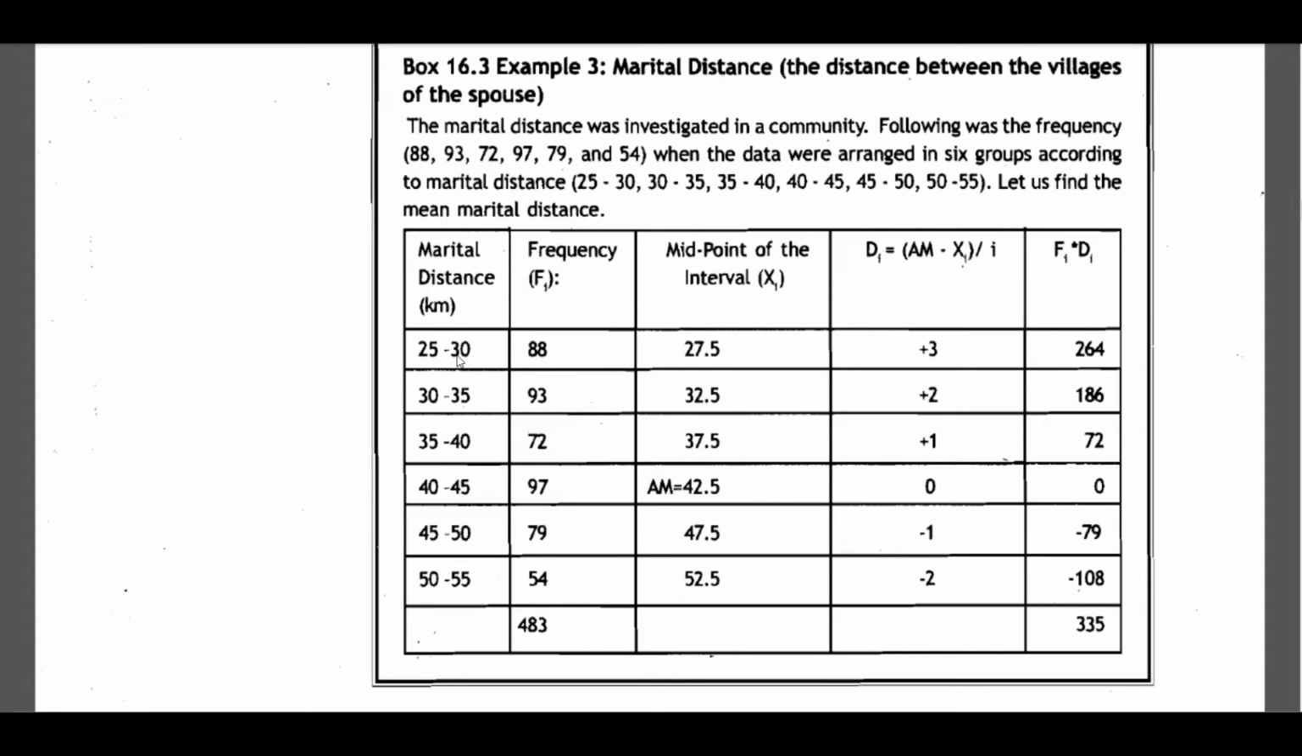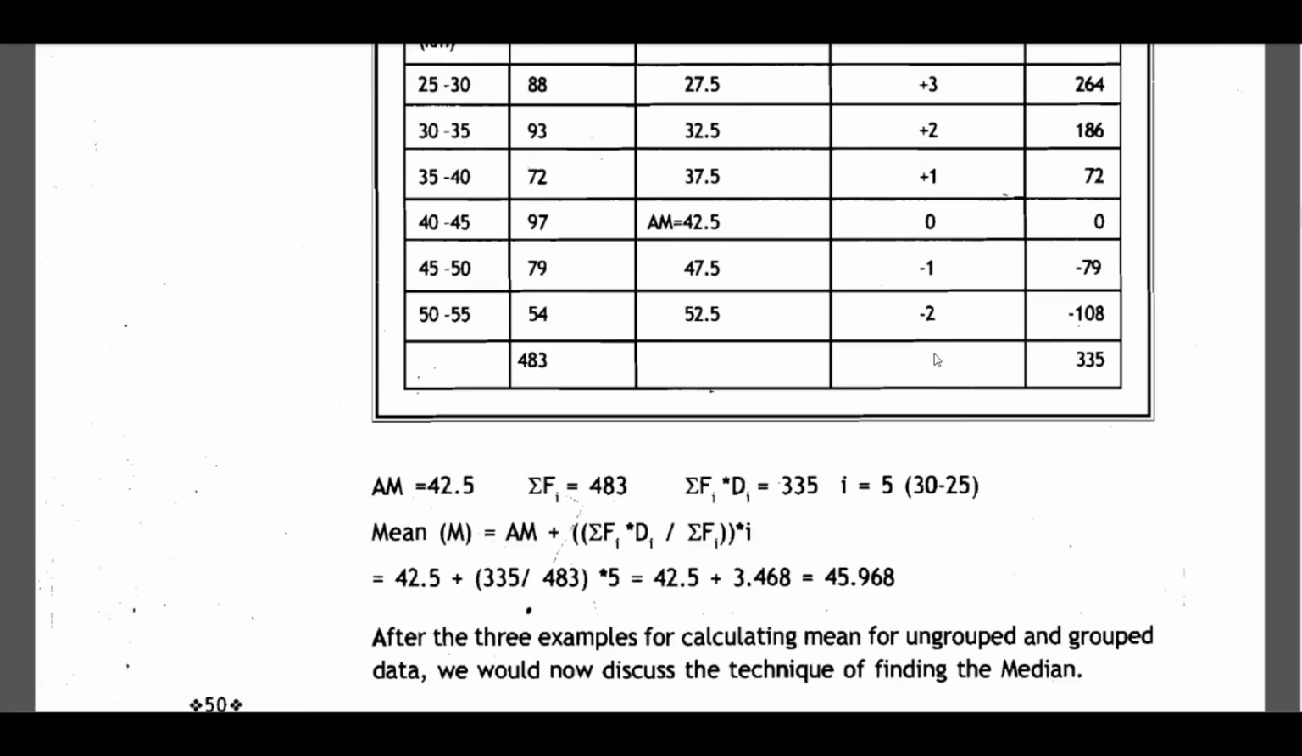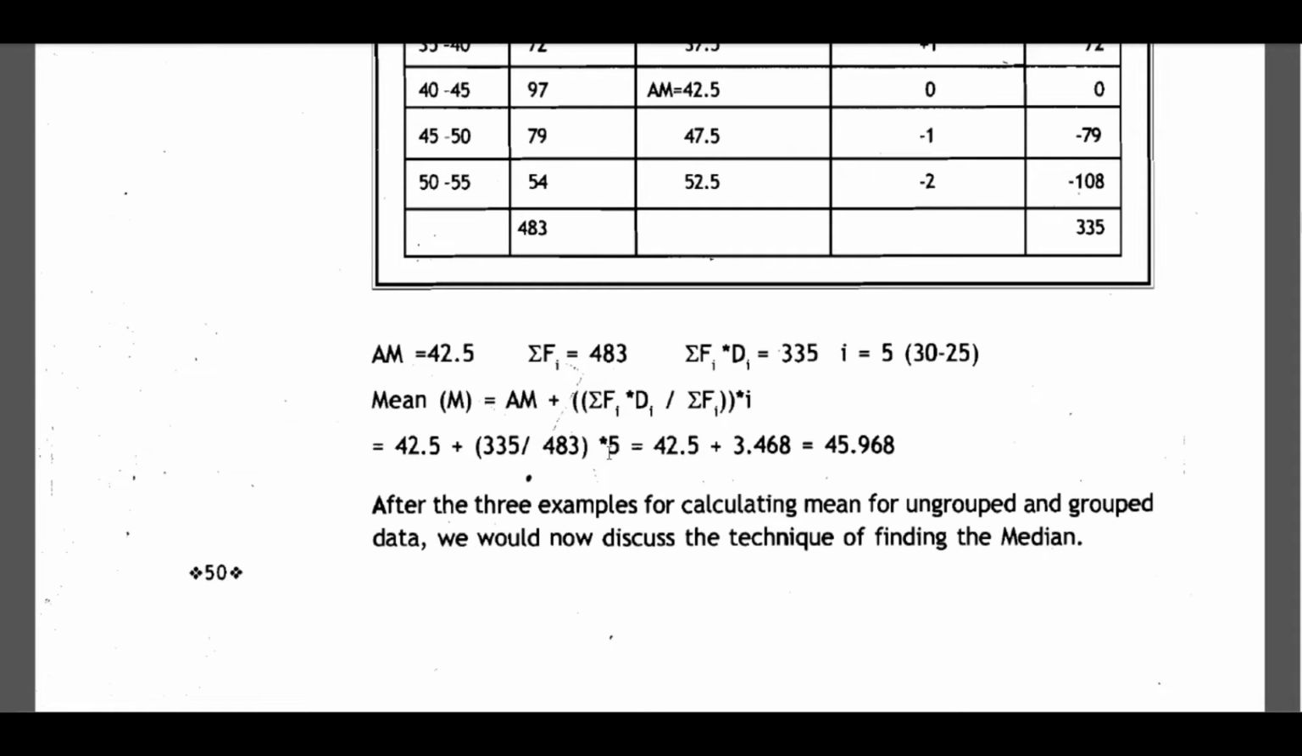For 25 to 30, how much do we get for 30 minus 25? That is the value 5. So 15 divided by 5, then we get this 3. So the calculation has been done here also. See, this is 5.